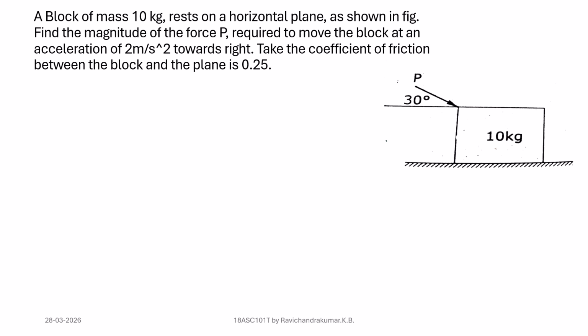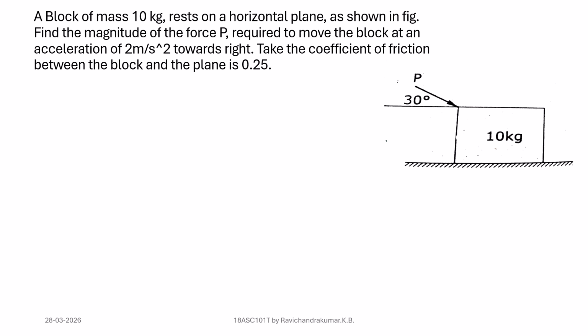So yeah, we are going to do a problem on this, on the sliding block. A block of mass 10 kg rests on a horizontal plane as shown in the figure. Find the magnitude of force P required to move the block at an acceleration of 2 meters per second square. Take the coefficient of friction between the block and the plane as 0.25.